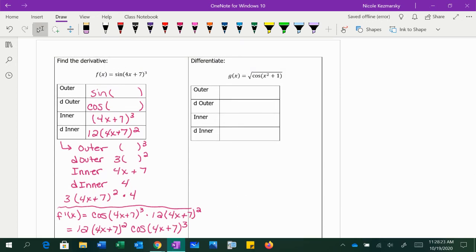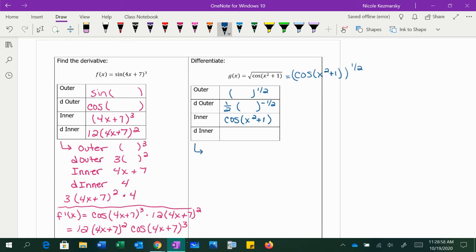The next one is similar. We have a square root, so we have to do a little rewrite. I have to write this as cosine of x squared plus 1, and that all gets raised to the 1/2 power. So the outer is something to the 1/2. The inner is cosine of x squared plus 1. So the derivative of the outer is 1/2 parenthesis to the negative 1/2.